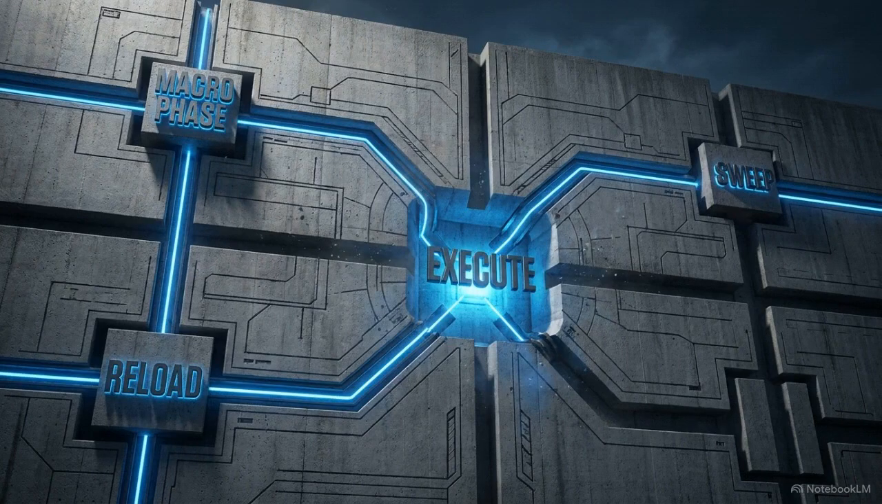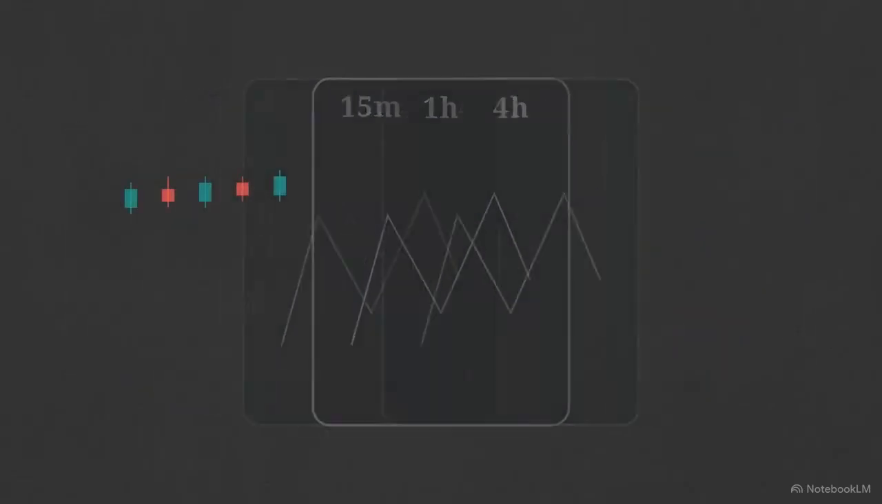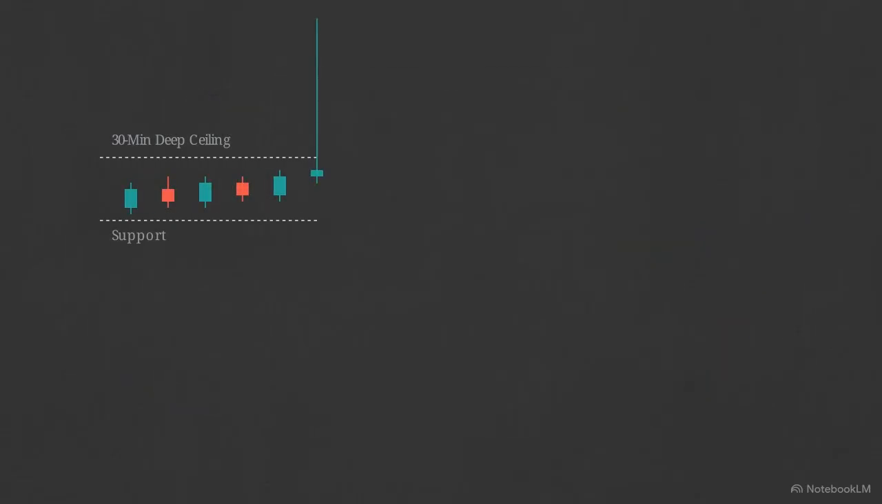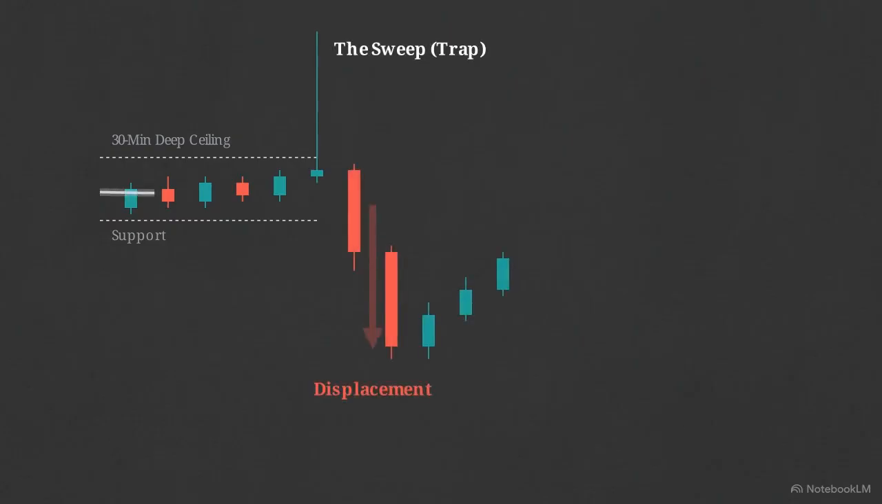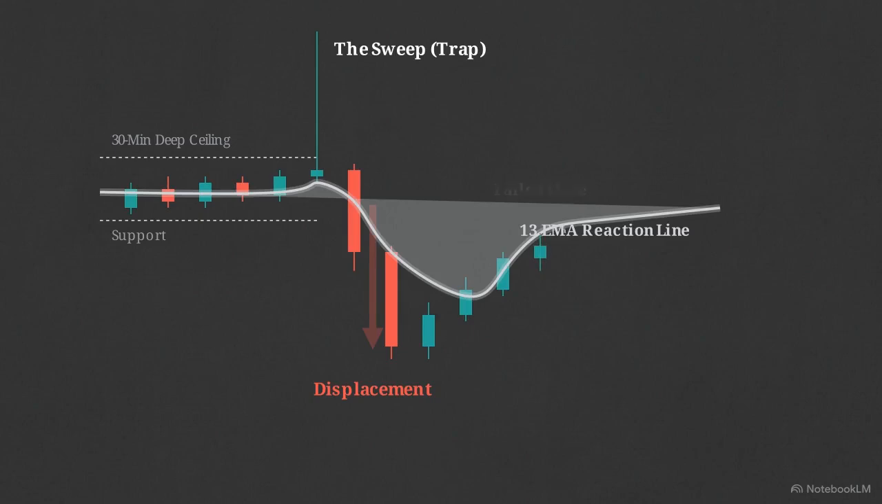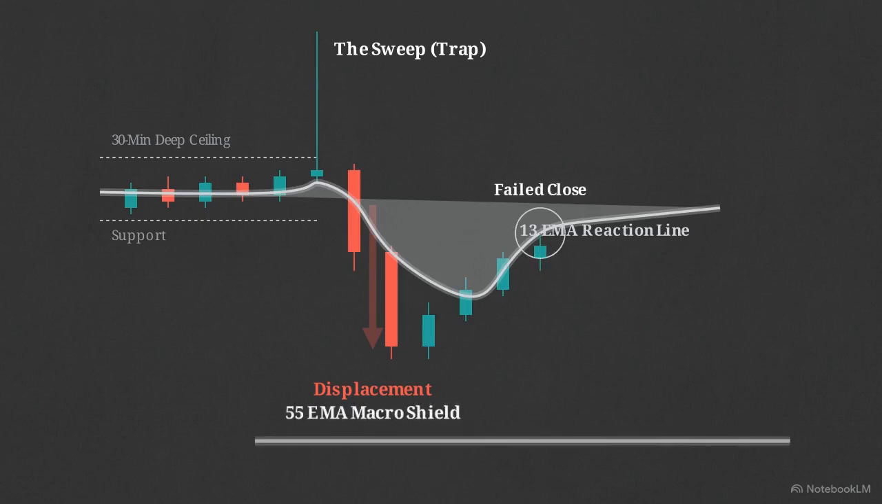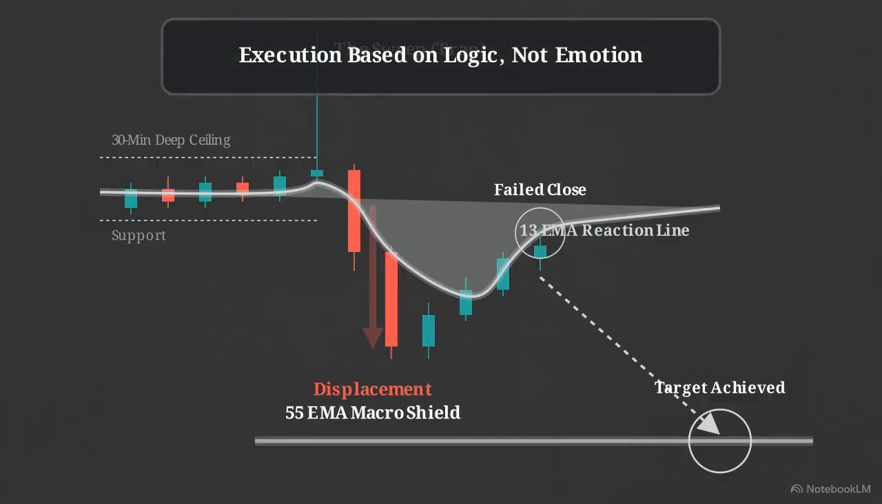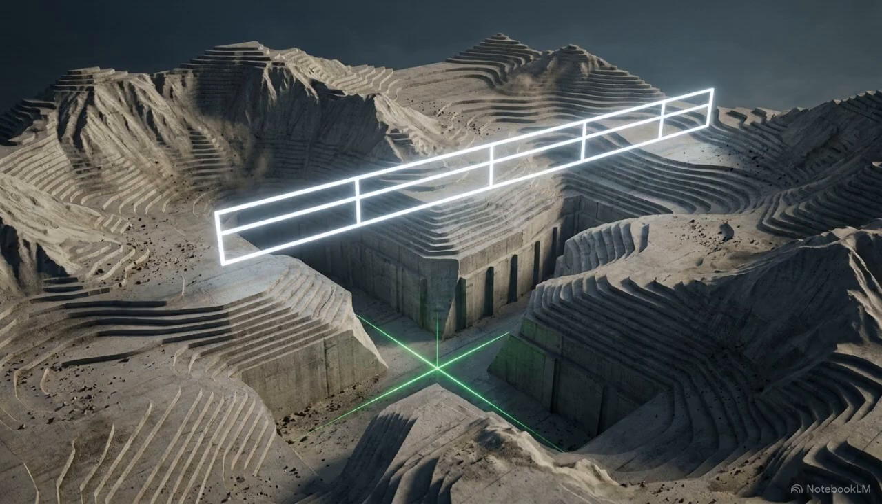These components combine into a single operational workflow. The process moves from the initial squeeze and sweep to the displacement, the reload, and the failed close at the 13 EMA, triggering the snapback towards the 55 EMA target. Linking macro phases with specific mitigations allows execution based on logic rather than emotion. Because the system identifies quantifiable vacuums in price, targets are predefined by the timeframe scale.